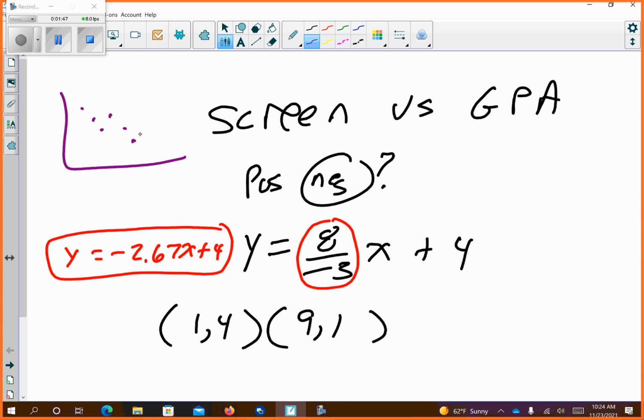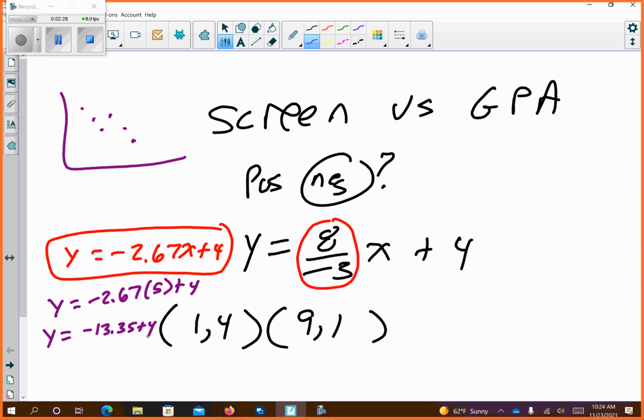Substitute 5 hours in and find our GPA. So help me out. You have a calculator, or at least a phone, I believe. What is negative 2.67 times 5? Negative 13.35. Screen time, let's see. Substitute 5 hours of screen time. What'd you get? Negative 13.35, plus 4.